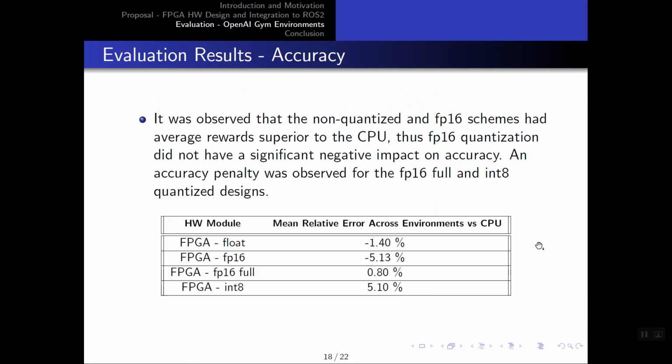Here are the evaluation results in terms of accuracy. To test the impact of quantization on accuracy, we recorded the rewards that each of the modules received across all three environments. It was observed that both the non-quantized scheme and the FP16 quantization scheme had average rewards superior to the CPU. Thus, the FP16 scheme did not have a significant negative impact on accuracy. An accuracy penalty was observed for the FP16 full and for the int8 quantization schemes.